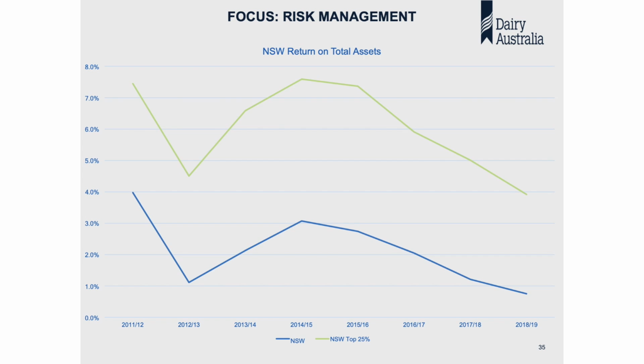Okay, so this again is just showing our return on assets over time. The blue line is the New South Wales average. The green line is the top 25%. The point of this slide is to show that there is normally volatility. There's ups and downs in the industry, the good times and the bad times. But unfortunately, we're currently in a period where from about 16, 17 we had the price collapse, but then we just haven't been able to get out of the drought. So there's been no ups to weather the downs.